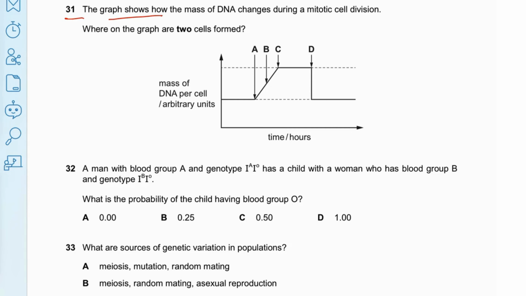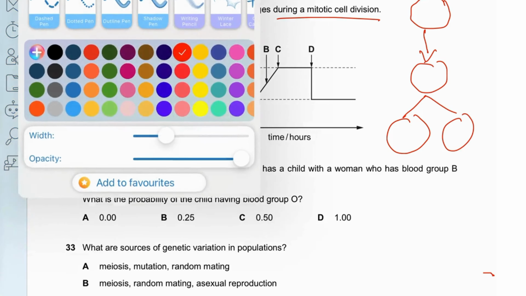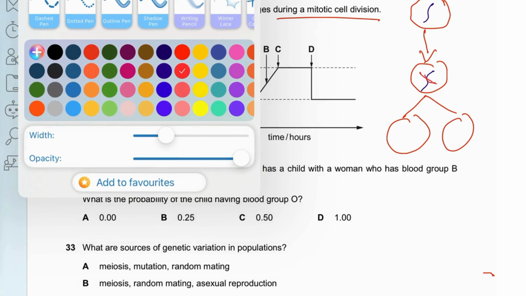31. The graph shows how the mass of DNA changes during a mitotic cell division, wherein two cells are formed. Let's remember together mitotic cell division. It starts with one cell, then DNA replication happens, then the cell starts to divide, right? So let's go for this. If it starts with one chromosome, during DNA replication, the one chromosome will be doubled, sister chromatids.